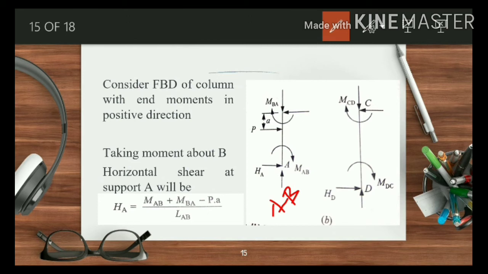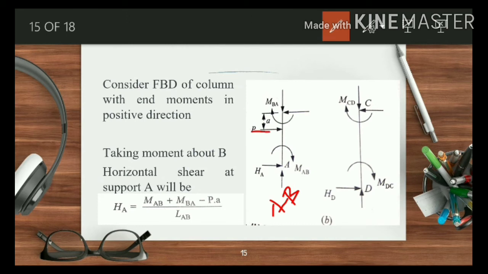The final moment is also considered, that is MAB, and it is applied in the clockwise direction, that is, a positive value is considered here. Similarly, the joint B is a continuous support. Continuous support is a fixed support in the case of a frame. So here also vertical, horizontal and moment are all taken as positive.